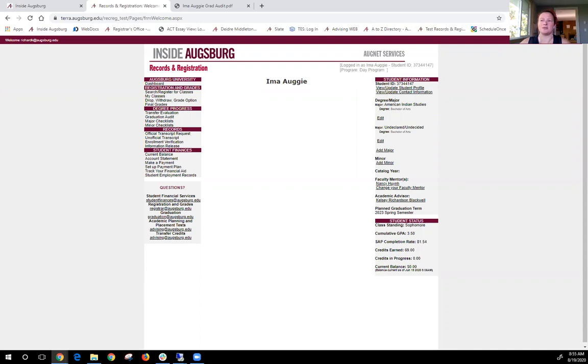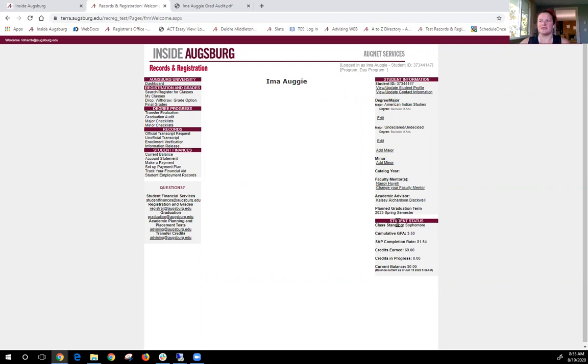IMA Augie doesn't have a registration window, but you should. In future semesters, you'll want to pay attention to what the date is here in my registration window. So the open date is when you will be allowed to register for classes for the following term, and you will need to make sure that any holds you have on your account are taken care of before this date.